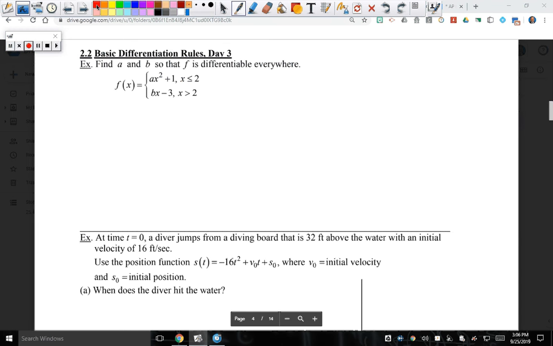Alright, so here we go. These are common questions that a lot of people have. They're dealing with piecewise functions. Here we go. Find a and b so that f is differentiable everywhere.